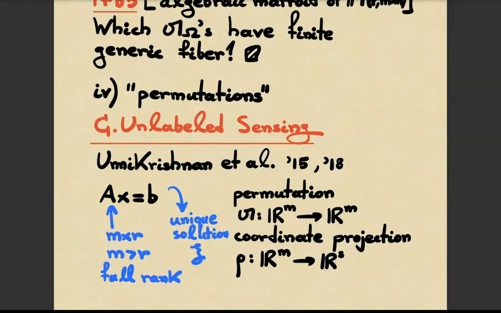Now let pi be a permutation of R to the M. So it permutes the coordinates of R to the M. And let rho be a coordinate projection, which goes from R^M to R^S. And what it does, it just keeps S entries from a vector with M entries.